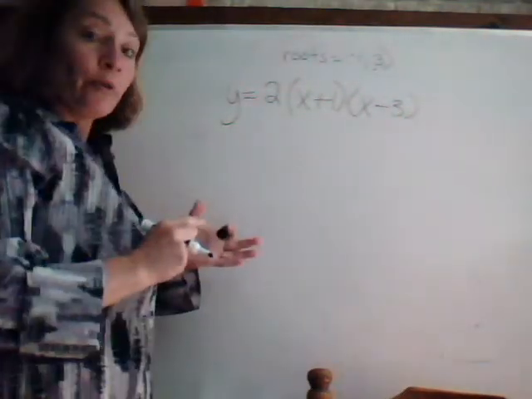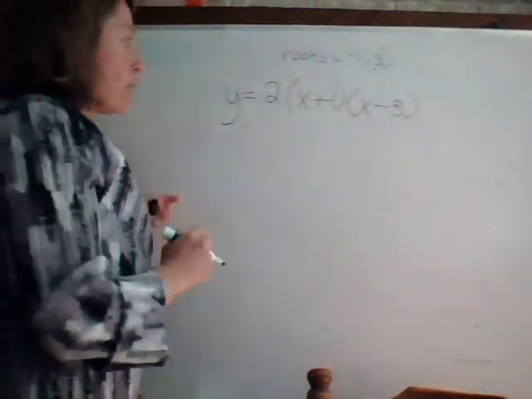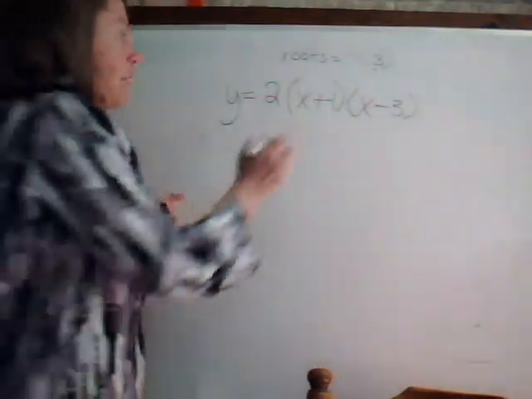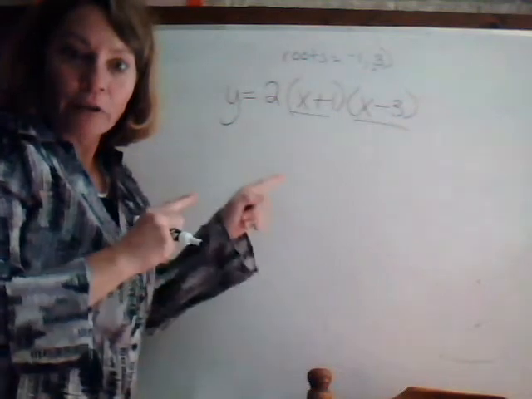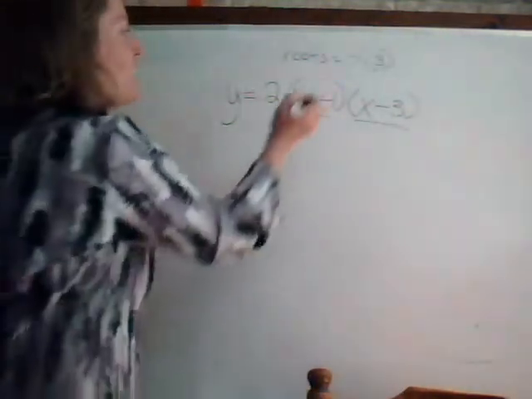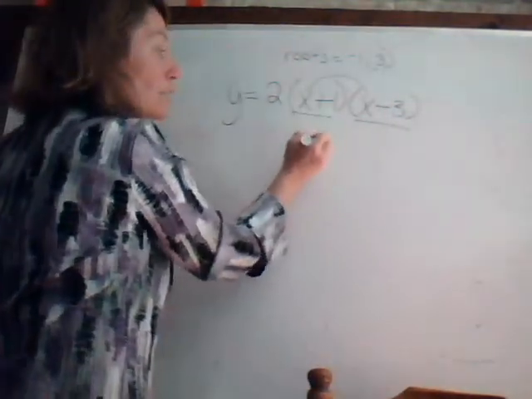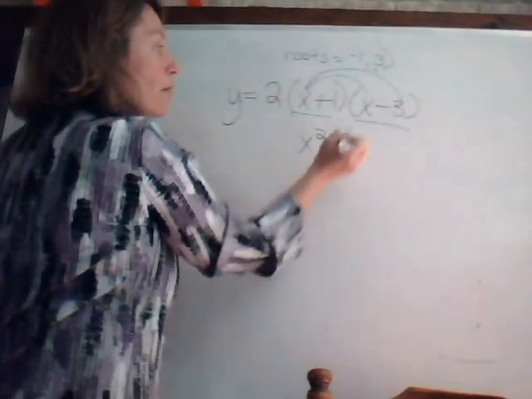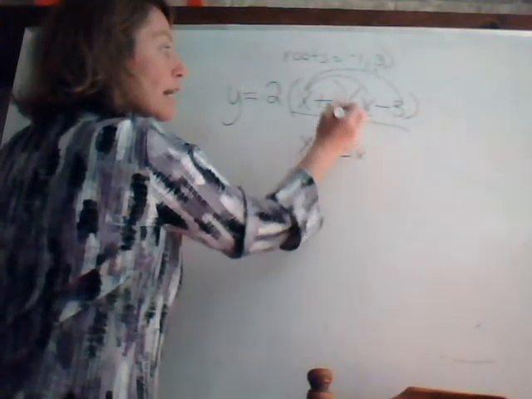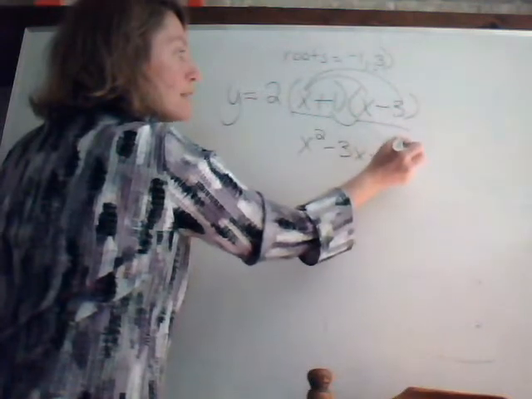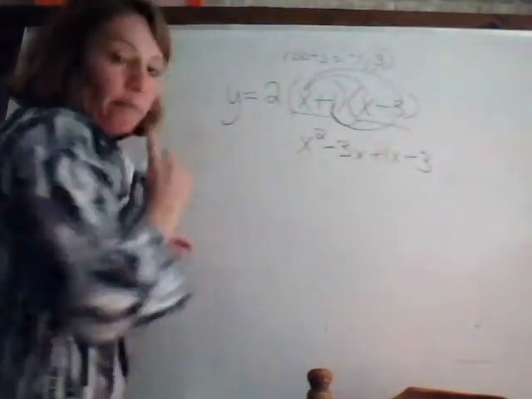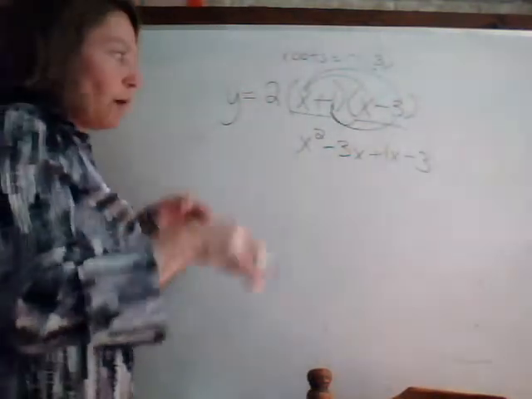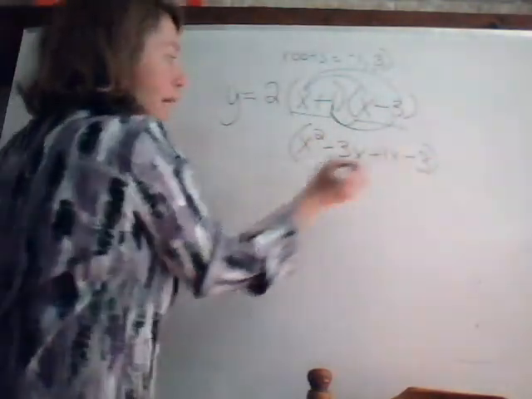What do you do with this to convert it to standard form? You're going to take your two binomials and you're going to FOIL. First, outer, inner, last. So first is x squared. Outer, -3x, inner, +1x, and last, 1 times -3 is -3. That should be total review way back from probably 8th grade.